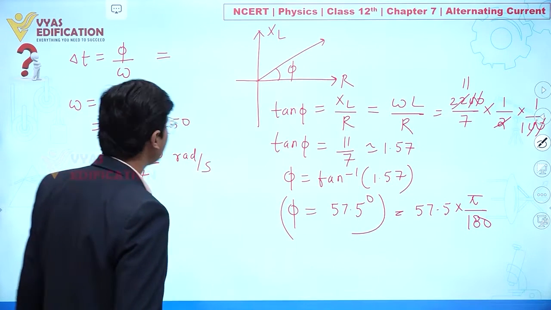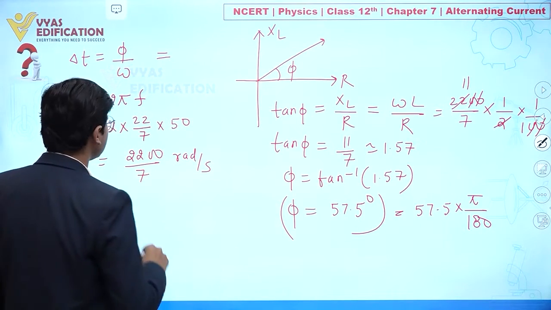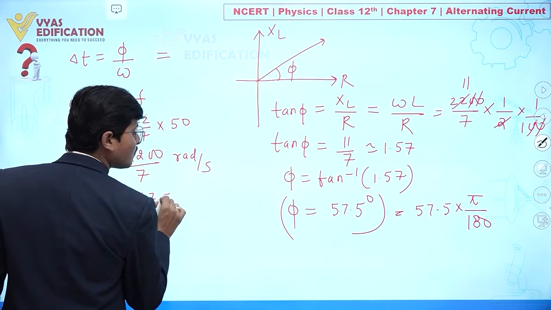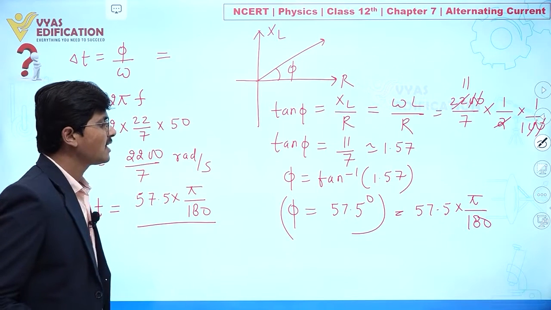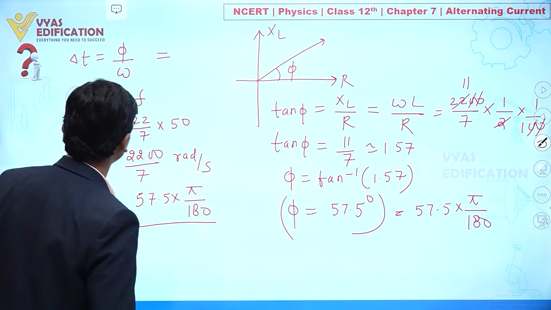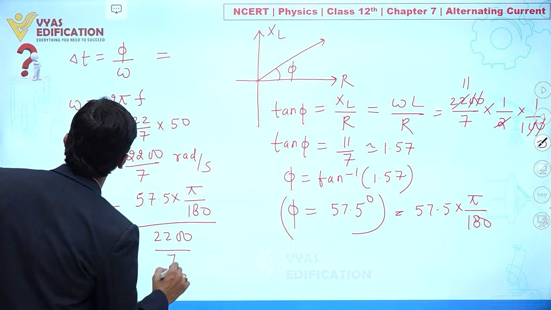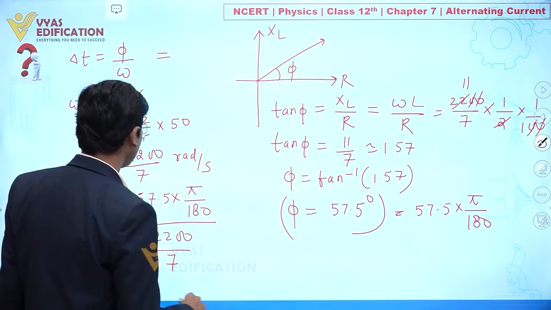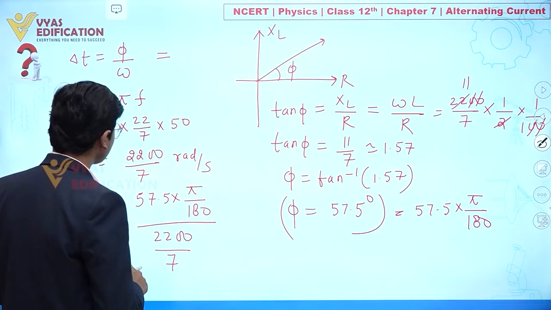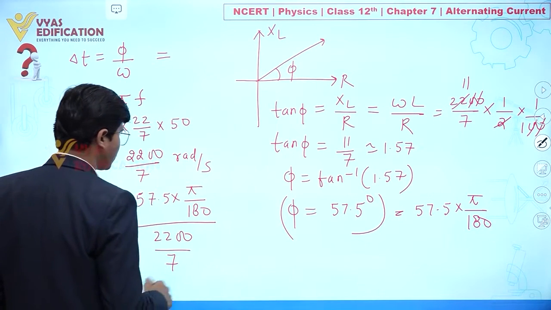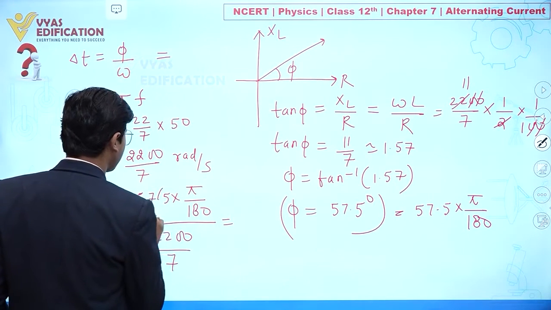Clear? So now we can find the value of delta t. Delta t is given by 57.5 multiplied by pi by 180, divided by omega. So the value of omega, we are saying, is 2200 divided by 7. From here if you solve it, definitely you can get your answer, or directly you can solve it. I am just writing the answer directly here. From here you can say this is 10.